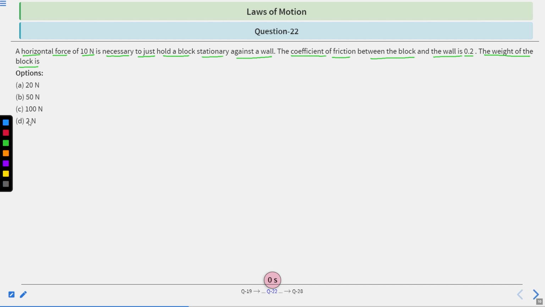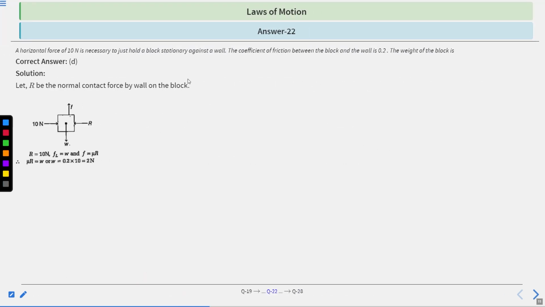Let's find a solution. According to the question, a horizontal force of 10 Newton is necessary to just hold a block stationary against a wall. The coefficient of friction between the block and the wall is 0.2, and the question asks about the weight of the block.